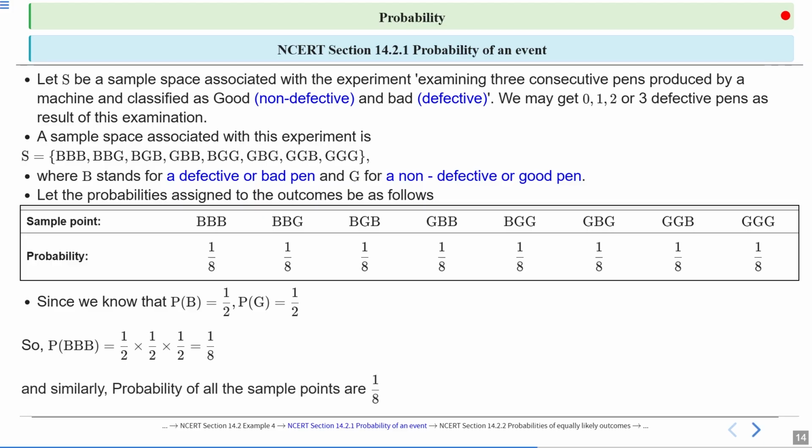Okay, and similarly you can find probability of BBG, probability of BGB, probability of GBB, probability of BGG. Okay, and probability of GBG, probability of GGB, and probability of GGG. Okay, so probability of all the sample points are 1 by 8. Clear? So note this point. Probability of all the sample points are 1 by 8.